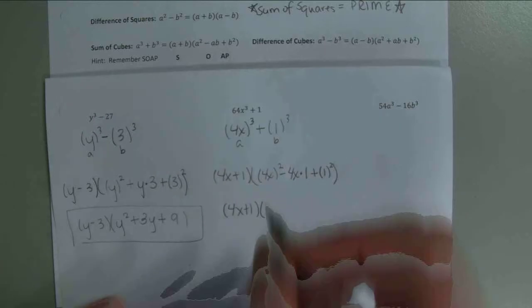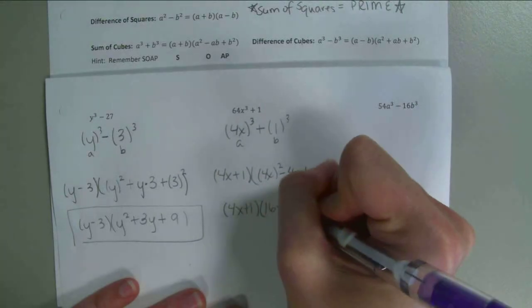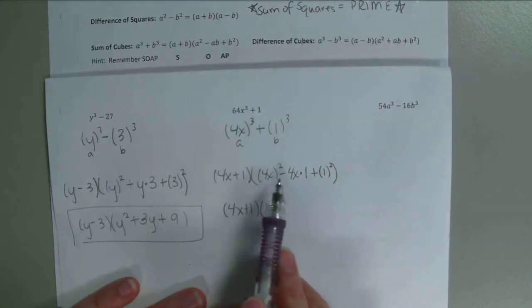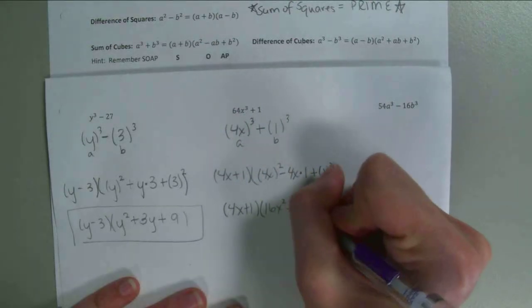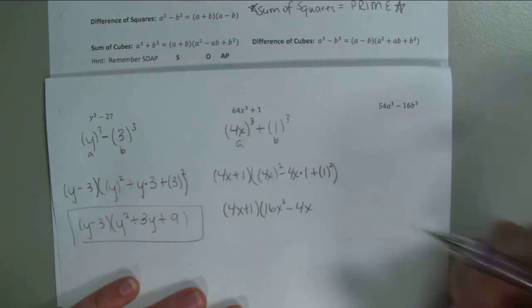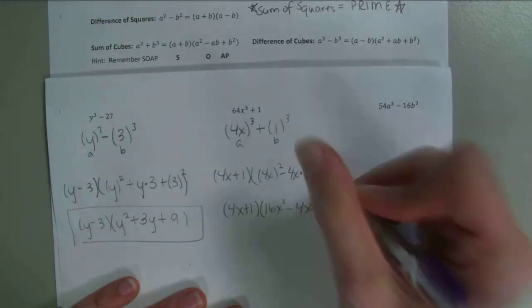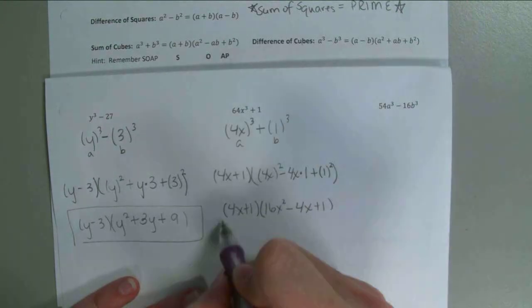16x squared. So you square both the coefficient and the variable there. All right? 4x times 1 is just 4x, so that's just minus 4x. And then 1 squared is just 1 times 1, or 1.